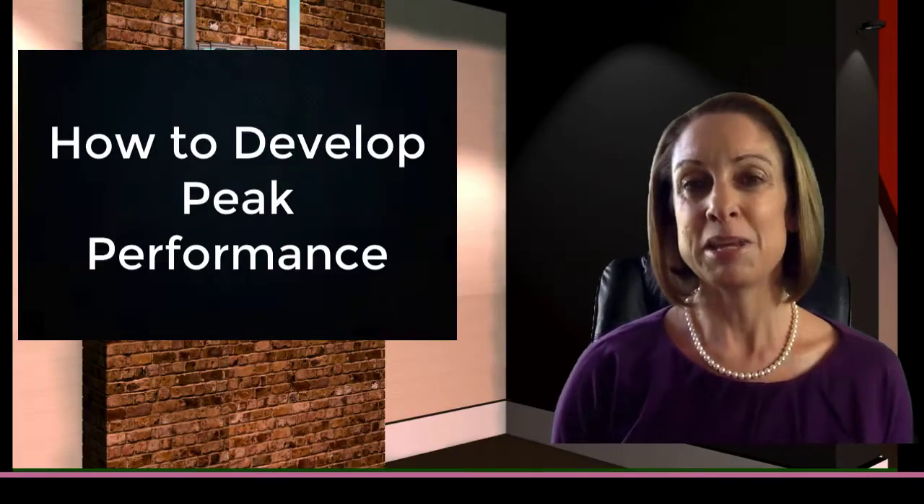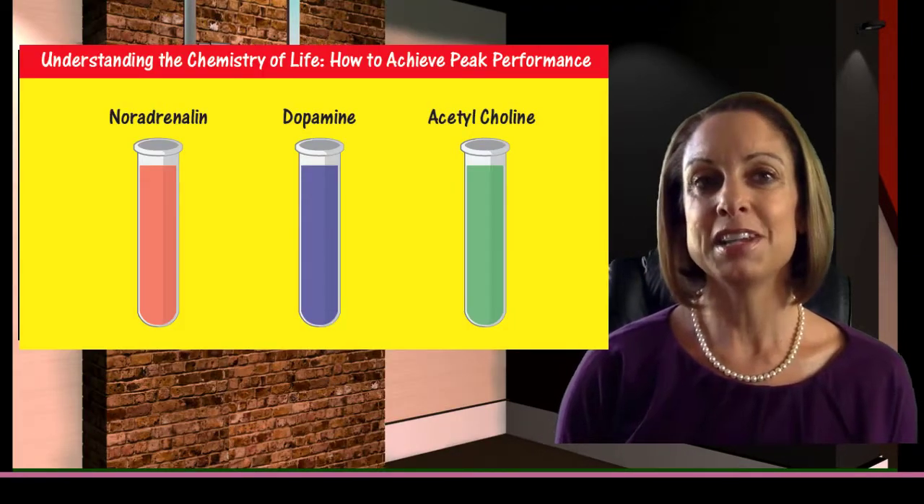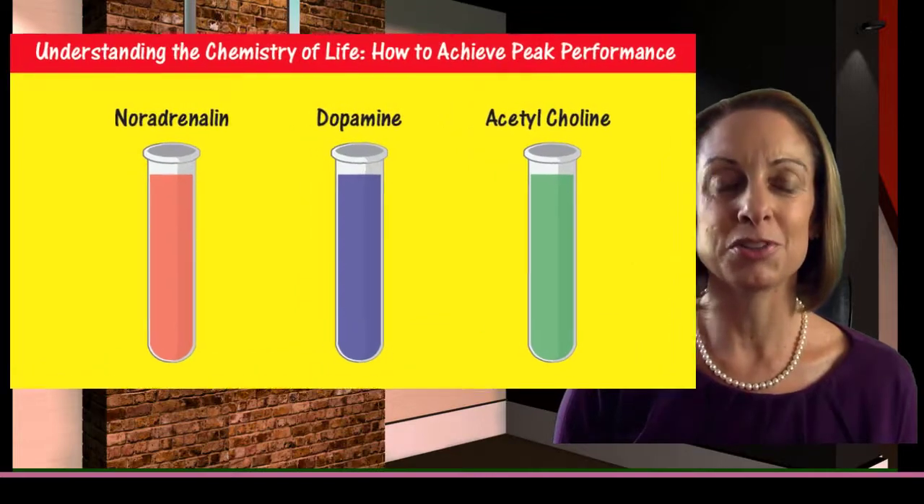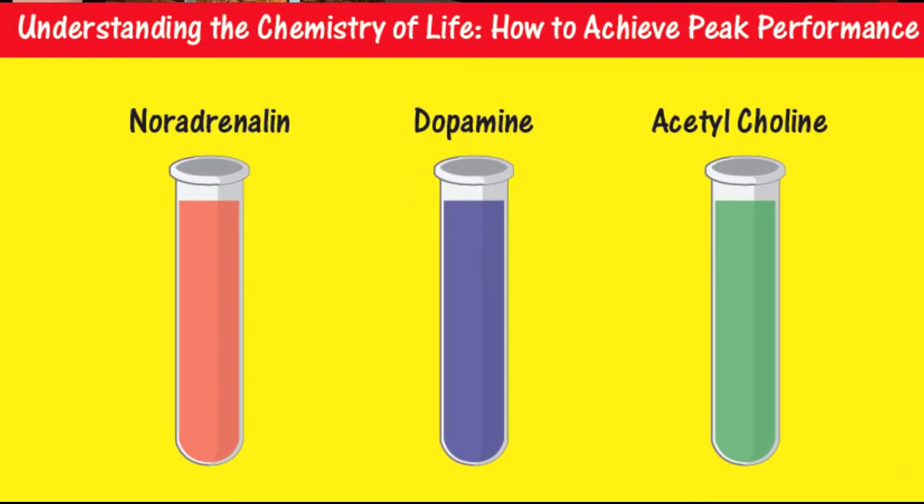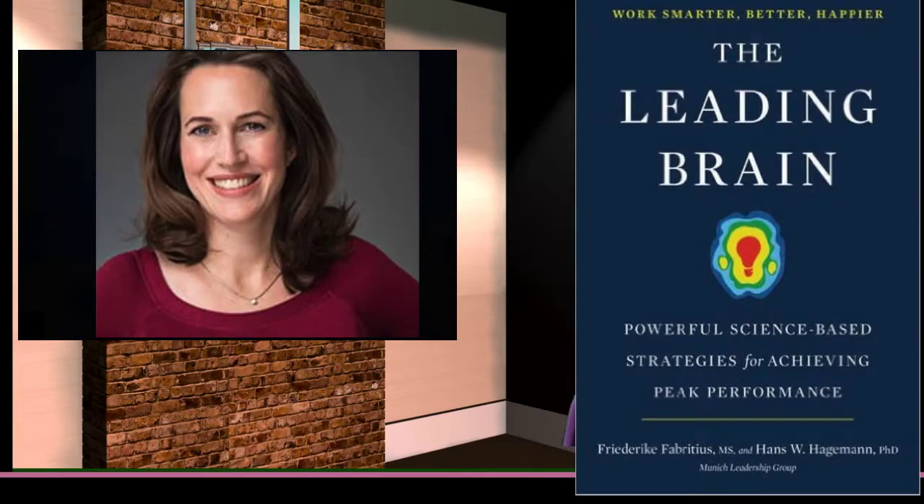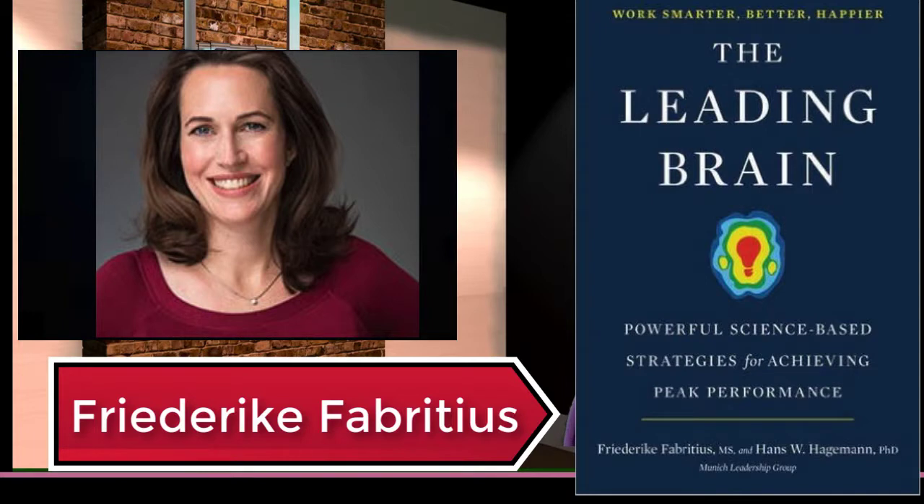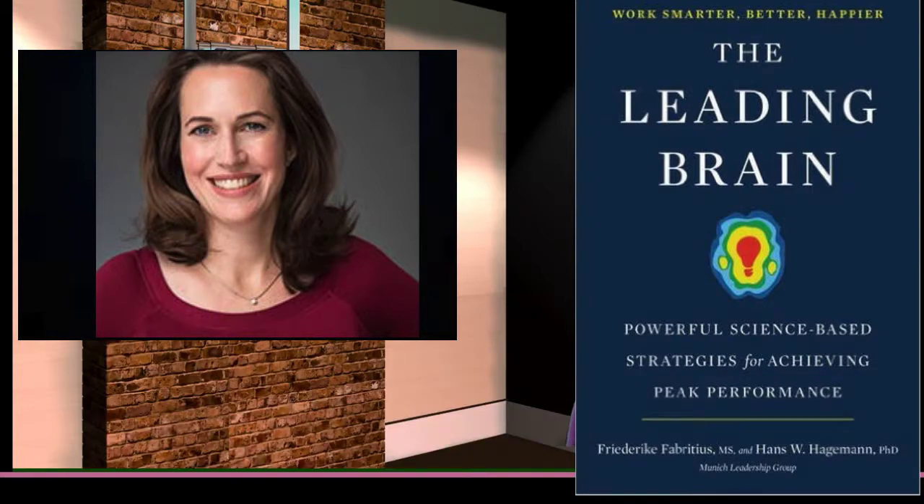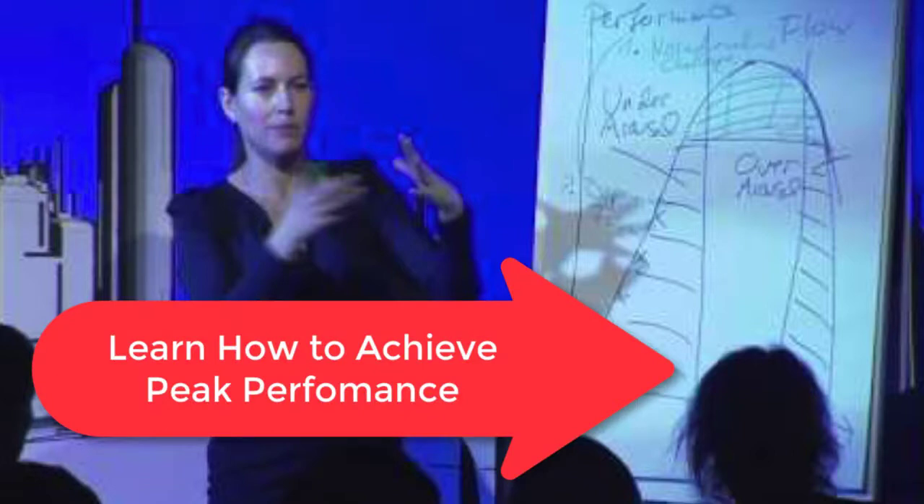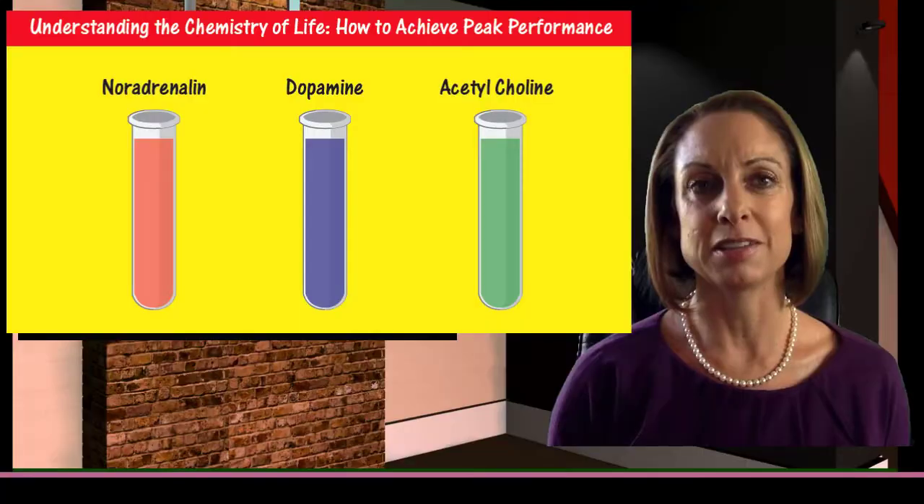And to develop peak performance, understanding the 3 neurotransmitters that are involved in peak performance really helps. I learned this from Frederica Fabritis. She's the head of the practice group of neuroleadership at the Munich Leadership Group. Her explanation of how the brain works with the neurotransmitters is something that everyone should see if you're in a leadership position. There's 3 neurotransmitters in place.